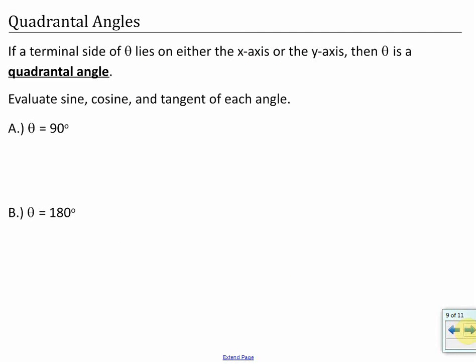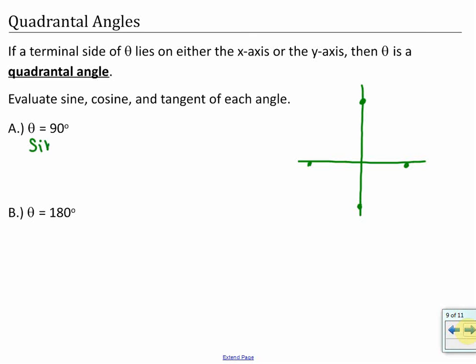So let's do some examples, just kind of putting all of that information together. Before that, just a quick definition. If a terminal side of theta lies on either the x or y axis, so if I have an x and a y axis here, that would be any point on any one of these axes, theta is what's called a quadrantal angle, meaning it lies right on one of the axes. We defined theta equals 90 in our chart, but we can do it again here.